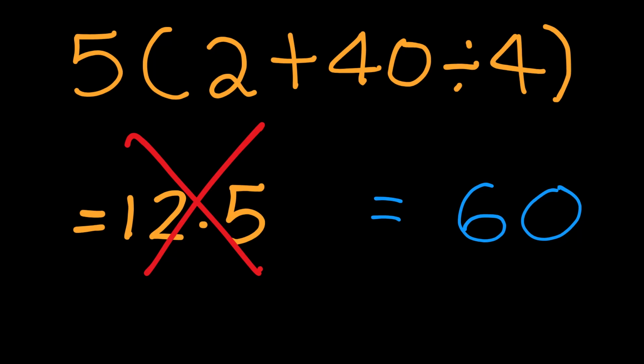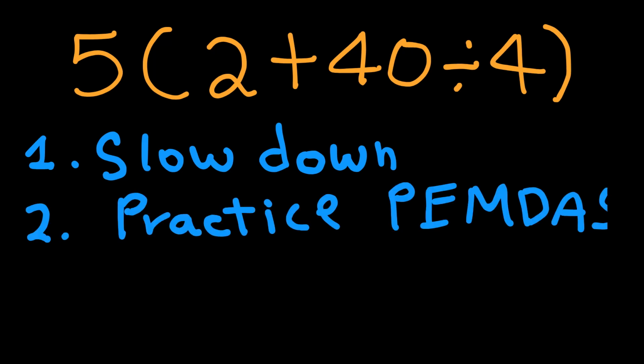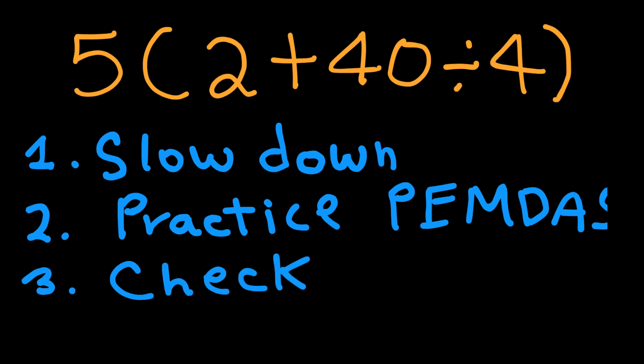Here's how to make sure you never fall for a problem like this again. First, slow down. Even if it looks easy, write out each step if you need to. Second, practice using PEMDAS. It's like a road map for solving problems. And finally, double check your steps. Just going back through the problem one more time can save you from a mistake.